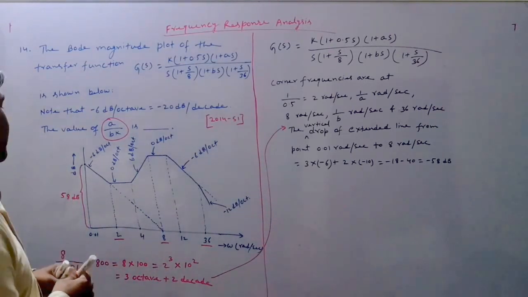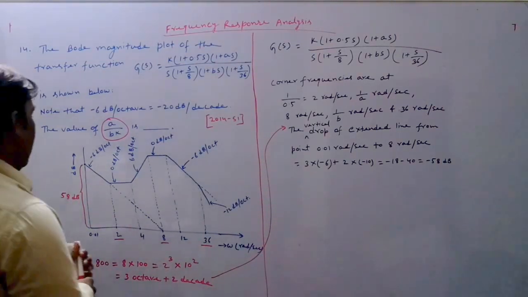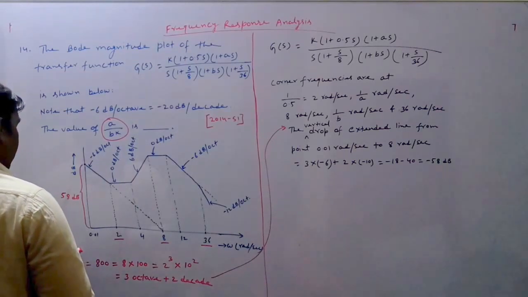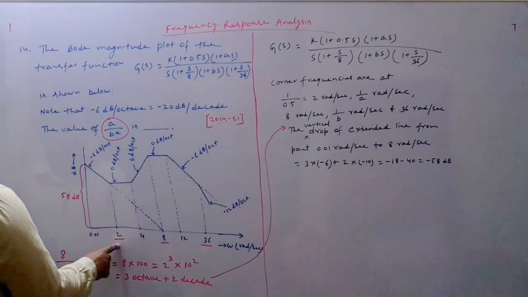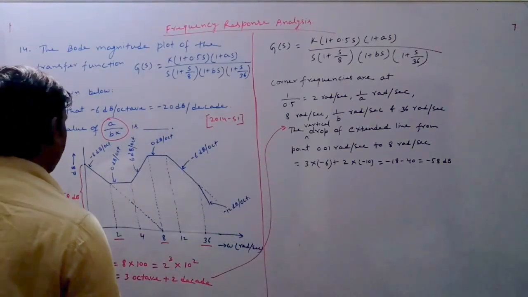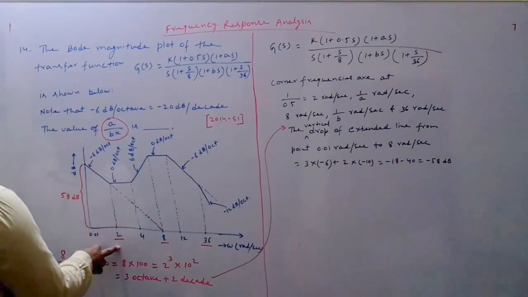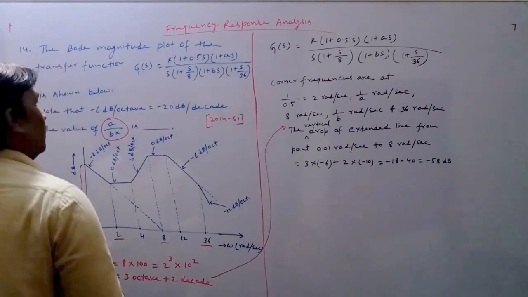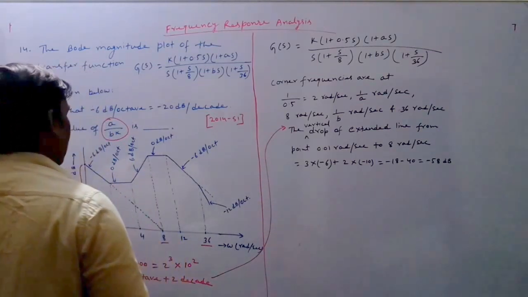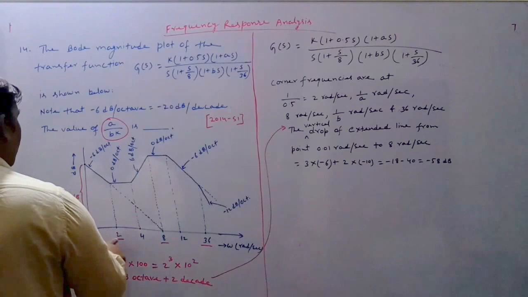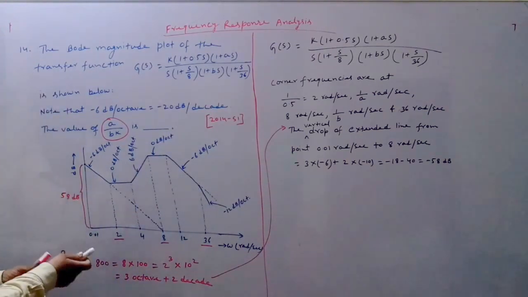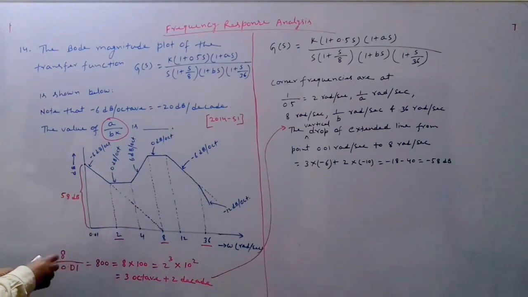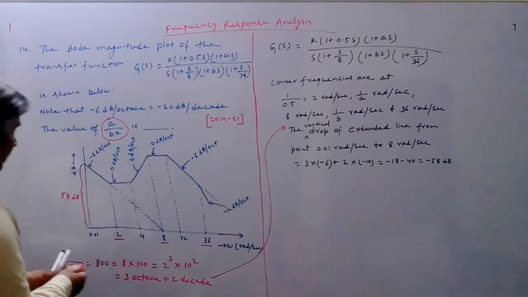Now this is 58 dB. Now from this point to this point, what is the drop? We can calculate the drop. From point 0.1 to 1, the point 1 will lie somewhere in between. So let me mark 1 here.